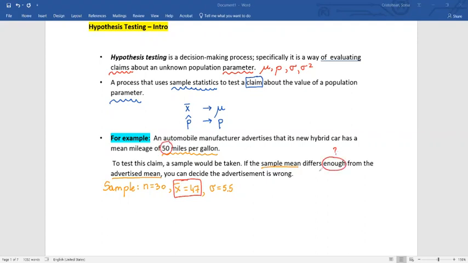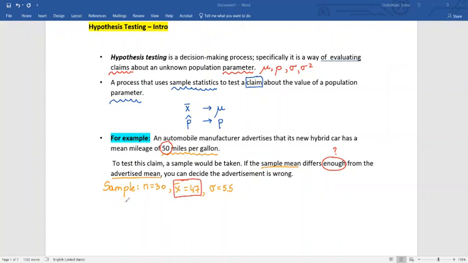We may wonder, okay, you know what? For some people, this will not be an enough difference to decide that the advertisement is wrong. For some people, this will be enough difference to decide the advertisement is wrong. And that's why we have to do some calculations and try to quantify this idea. What is this enough? So let's work on this. And this is what we will do.